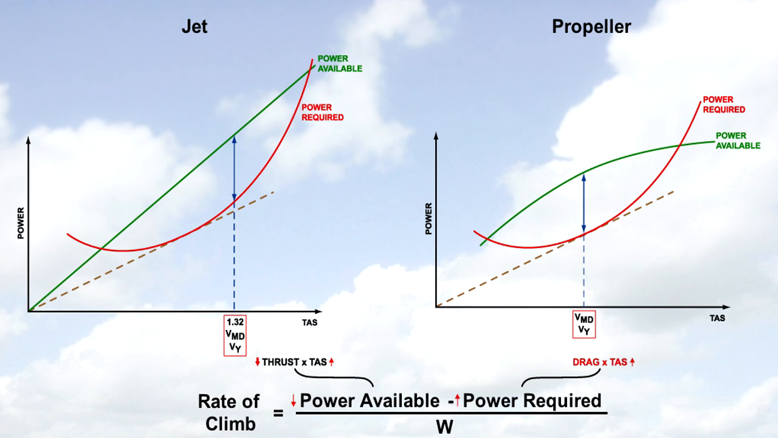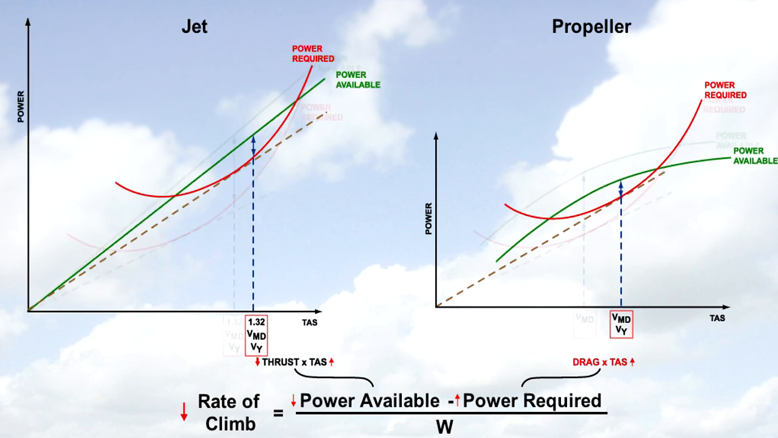Returning to the graph, this means that the power available curves move down and to the right, and the power required curves move up and to the right. You'll notice that there is less excess power available, and this causes a reduction in the rate of climb for both aeroplane types. This effect will be repeated any time the density falls, which can be caused either by increasing altitude, increasing temperature, or by increasing humidity.